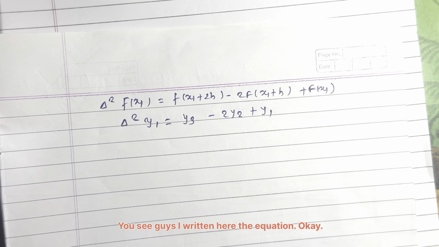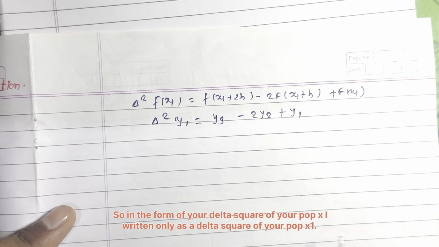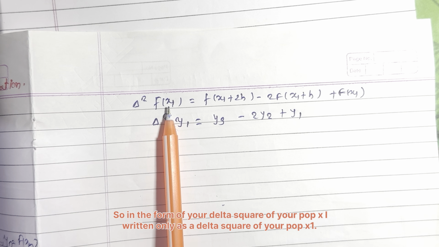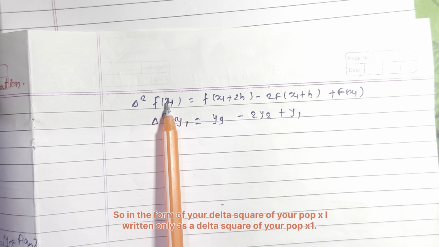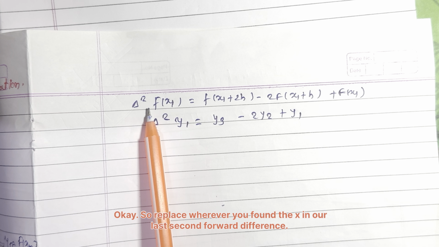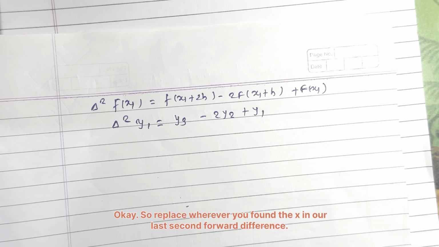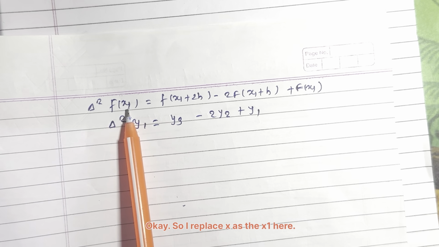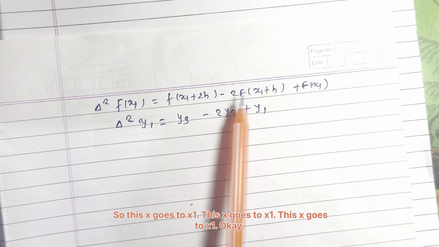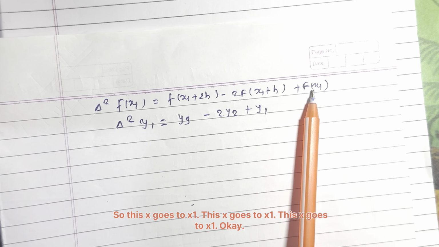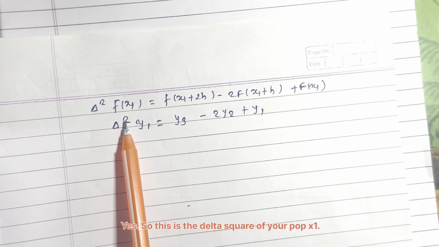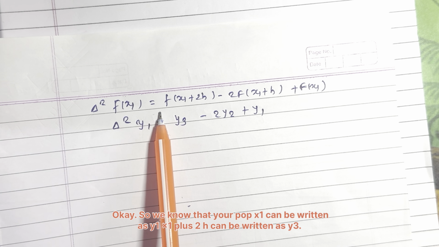You see, guys, I have written the equation here in the form of delta square of f of x1. Replace x wherever you found it in our second forward difference. So I replaced x with x1 here: this x goes to x1, this x goes to x1, this x goes to x1. So this is delta square of f of x1.